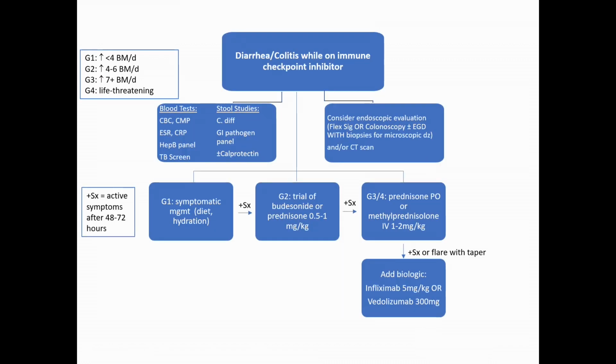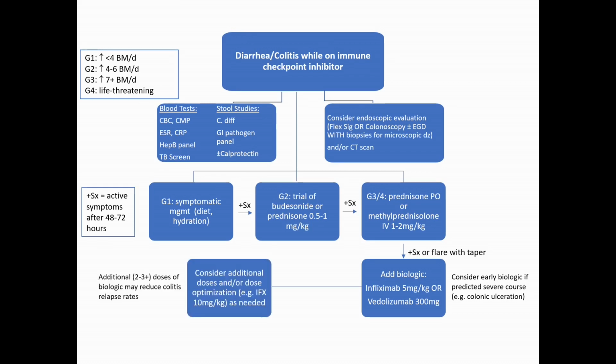So coming back to our algorithm, after we've added a biologic, we're thinking about whether we need to optimize that biologic. So we're considering adding this early if they're predicted to have a severe course, for example, with colonic ulcerations, and then thinking about optimizing the medication that we've chosen, either with higher doses, additional dosing, or maybe prolonged dosing intervals to try and reduce the risk of relapsing colitis and long steroid dependency.